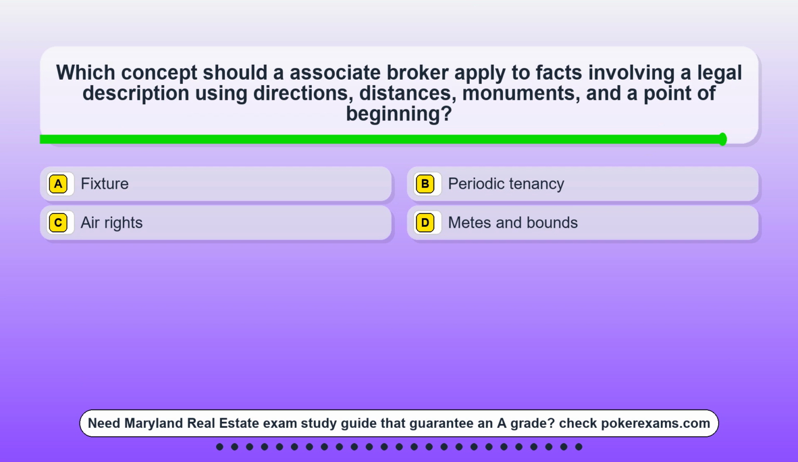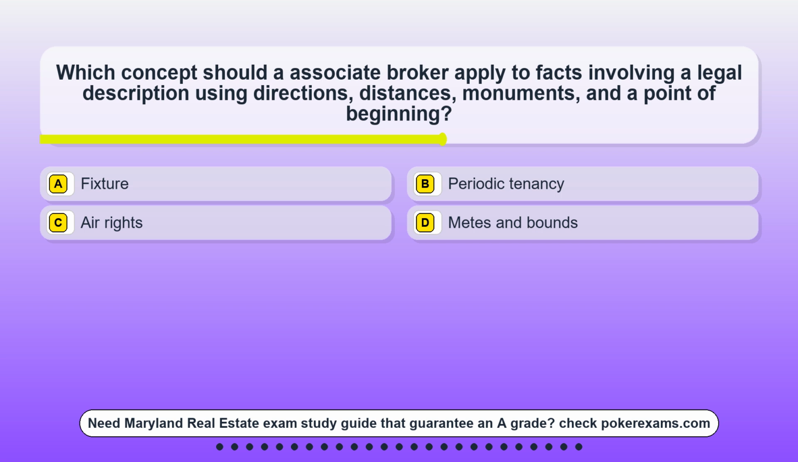Question 6. Which concept should an associate broker apply to facts involving a legal description using directions, distances, monuments, and a point of beginning? Option A, fixture. Option B, periodic tenancy. Option C, air rights. Option D, metes and bounds.